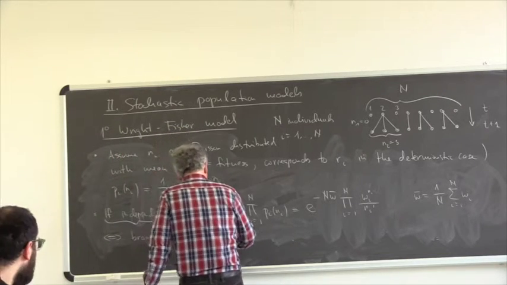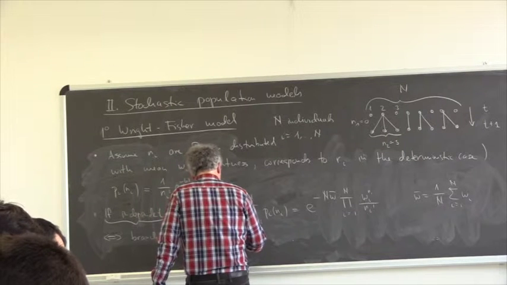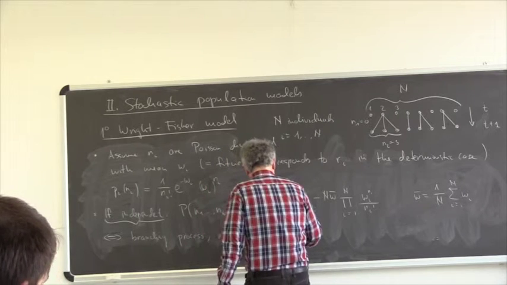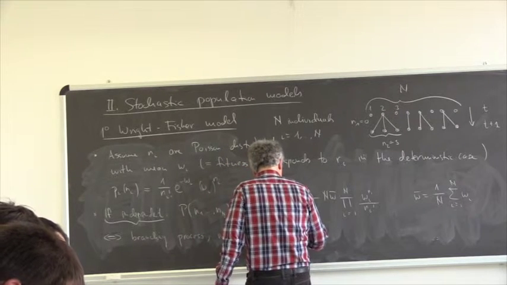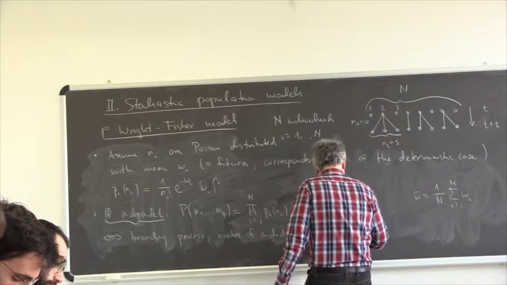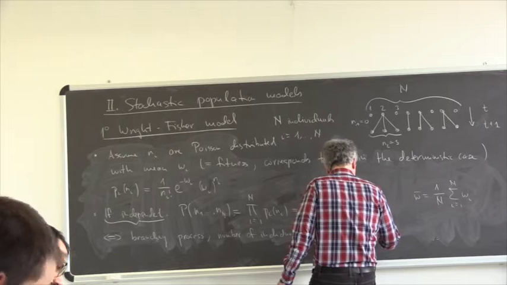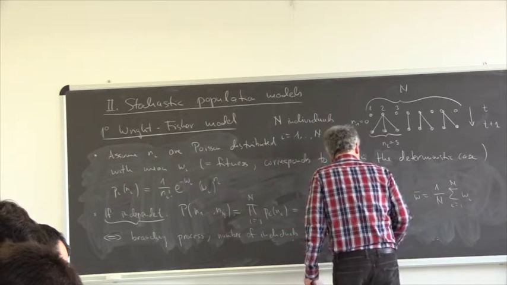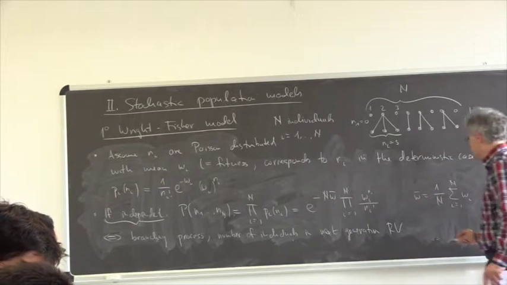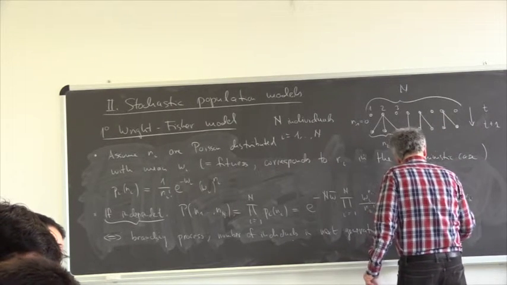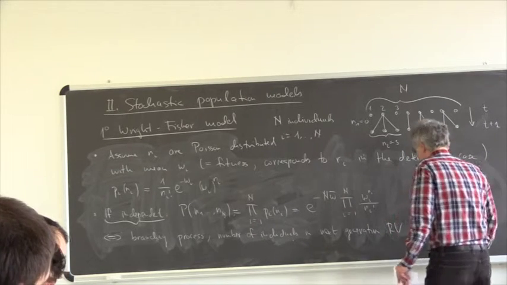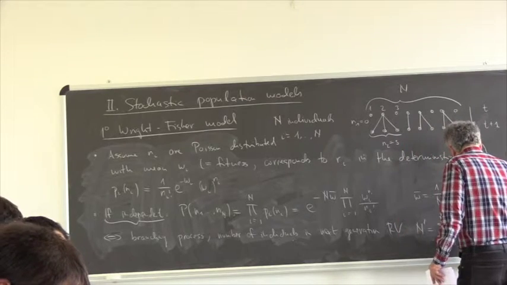And so then the number of individuals will not be fixed. The number of individuals in the next generation is a random variable, so I call this N prime, which is just equal to the sum of these guys. And in general, this would not be equal to N, of course.